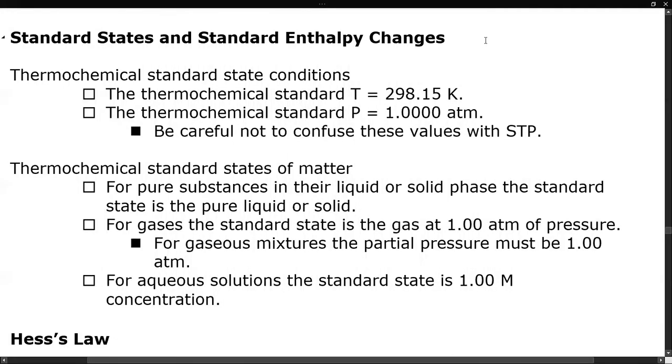So let's talk about standard states, standard enthalpy changes. These standard conditions for gas, you shouldn't confuse those with gas laws or STP because they're not the same conditions. Temperature is 25 degrees Celsius or 298.15 Kelvin. Pressure is 1 atm. For pure substances like solids and liquids, that's just the standard state. For gases, the standard state is 1 atm of pressure. For gaseous mixtures, the partial pressure must be equal to 1 atm. And for aqueous solutions, the standard state is 1 molar concentration.